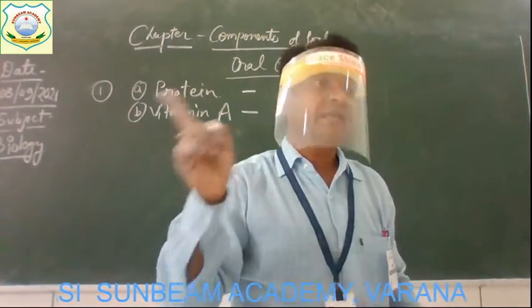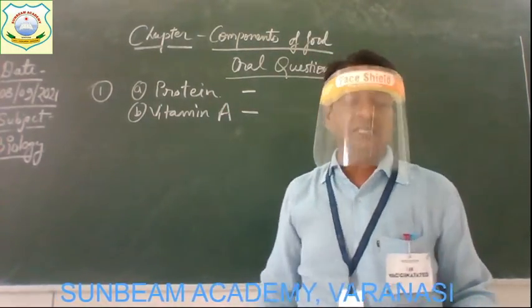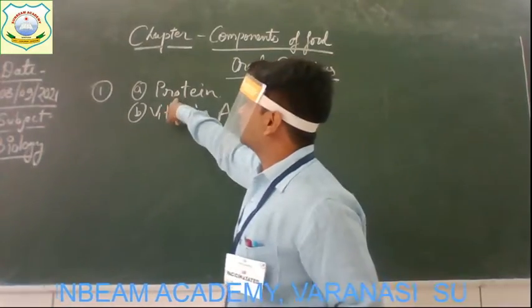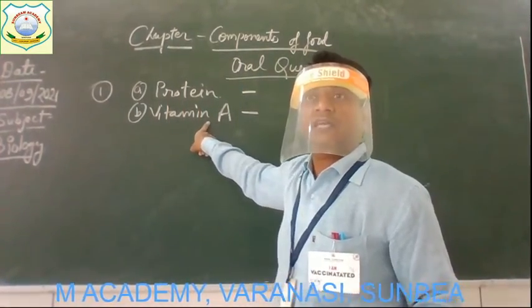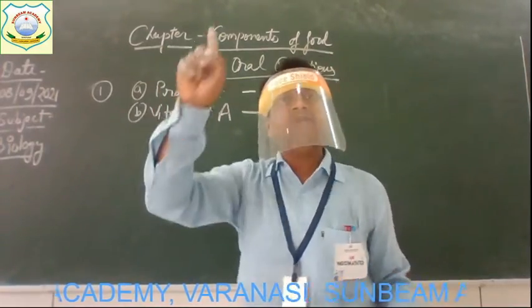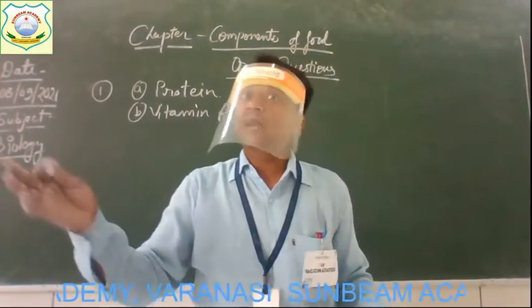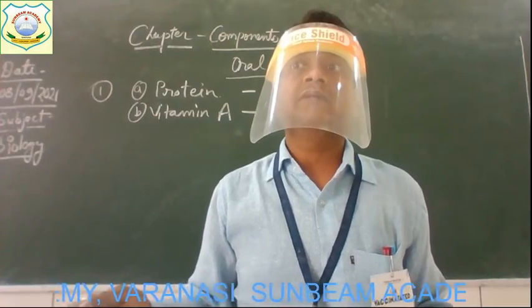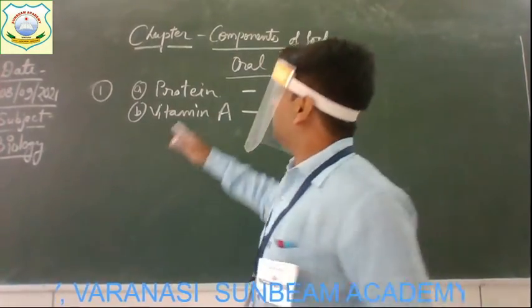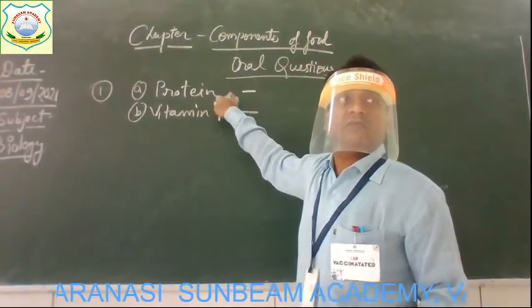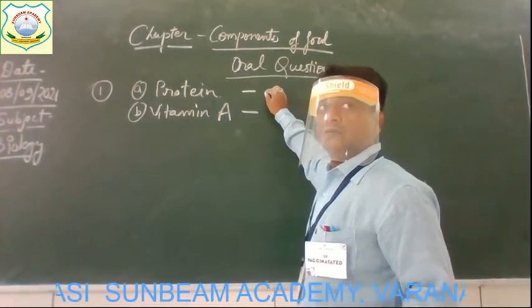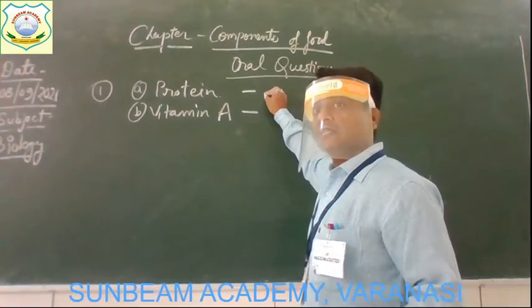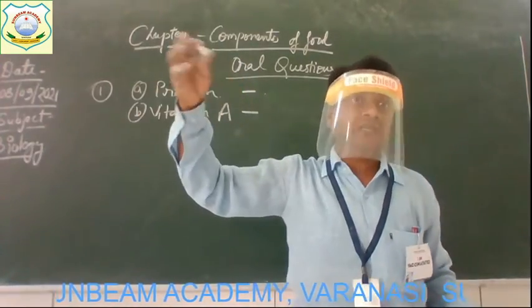You have to write the name of the deficiency disease which is caused due to the deficiency of protein and due to the deficiency of vitamin A. Any one deficiency disease you have to write. We have discussed many in the chapter. So due to the deficiency of protein, a disease which occurs, yes, it is marasmus, it is kwashiorkor.